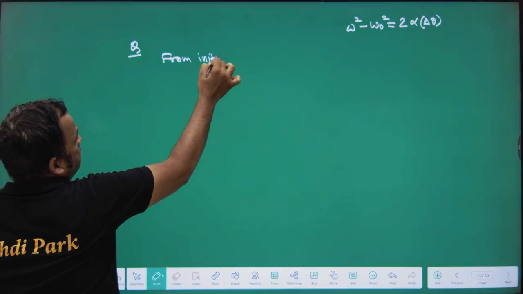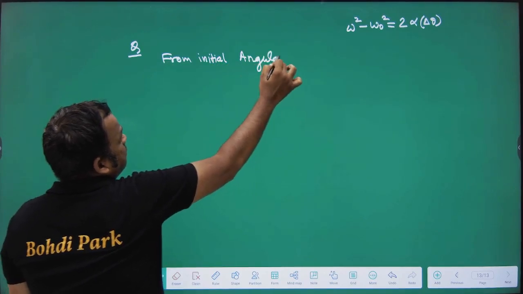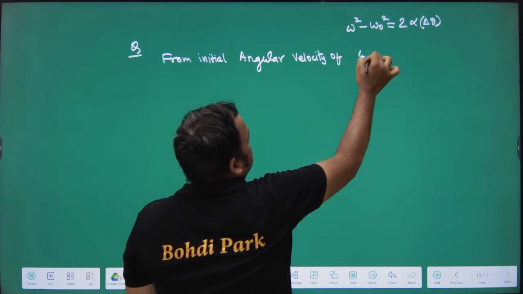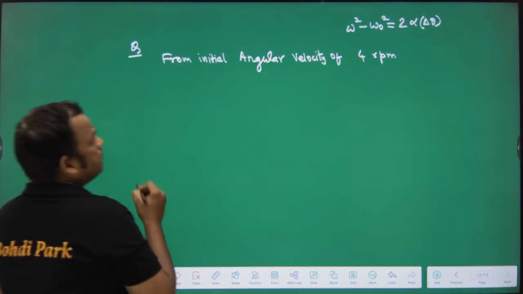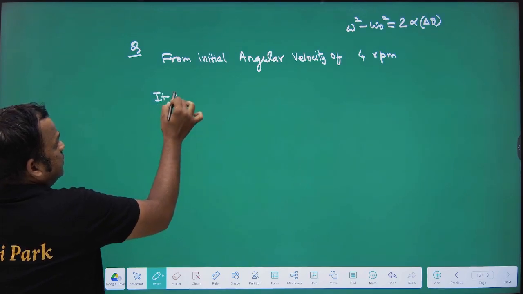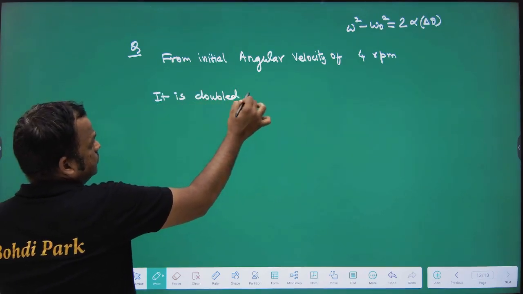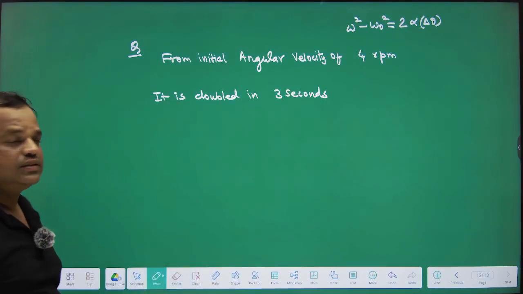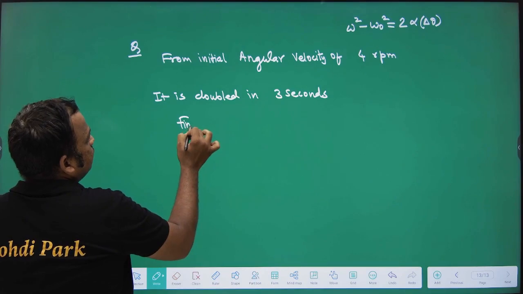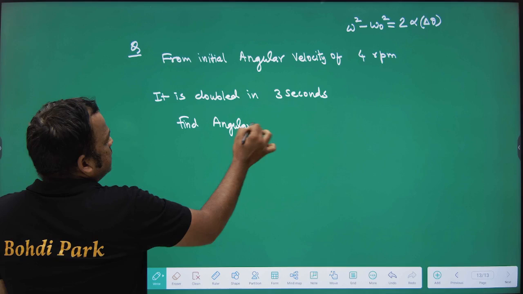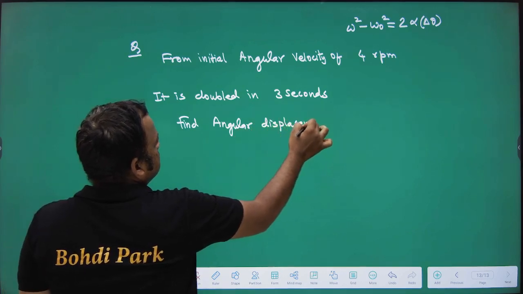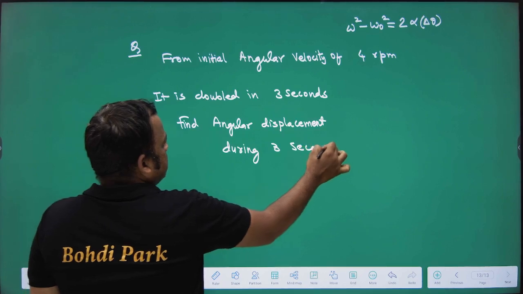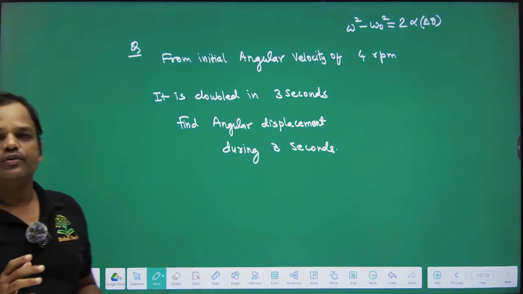From an initial angular velocity of 4 rpm, it is doubled in 3 seconds. Find the angular displacement during those 3 seconds.